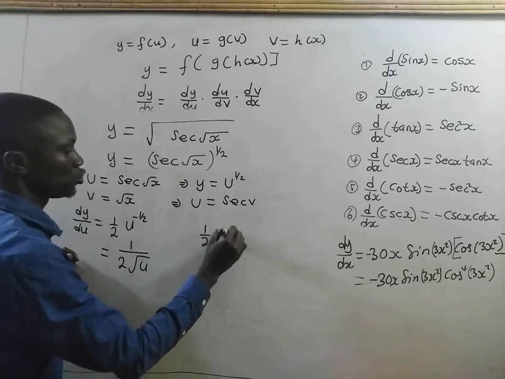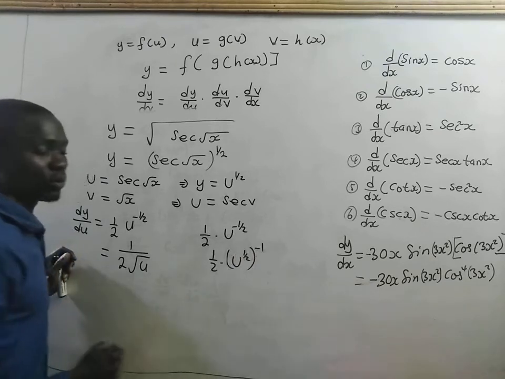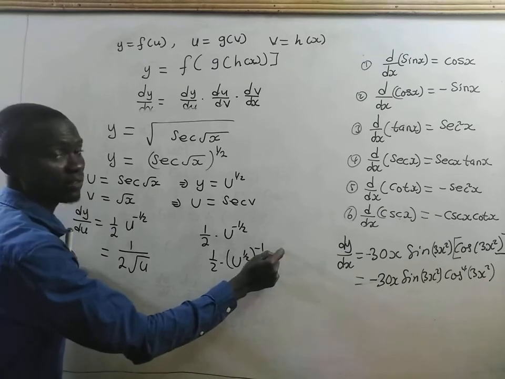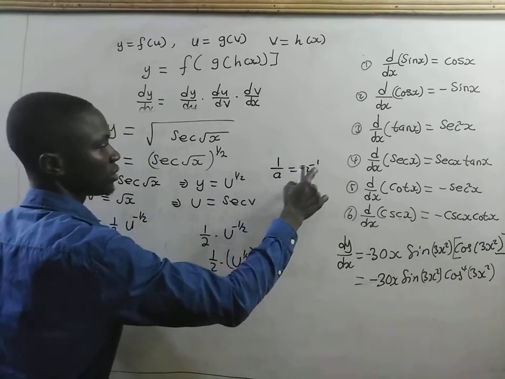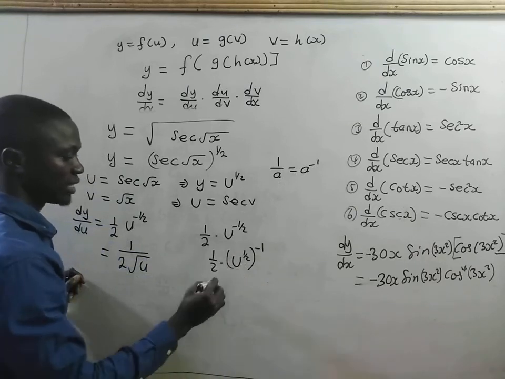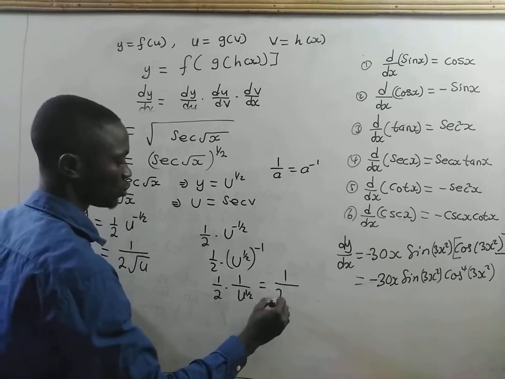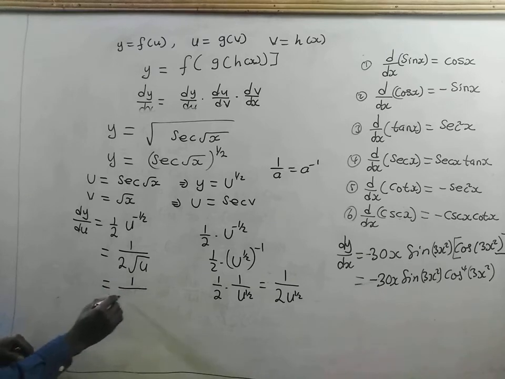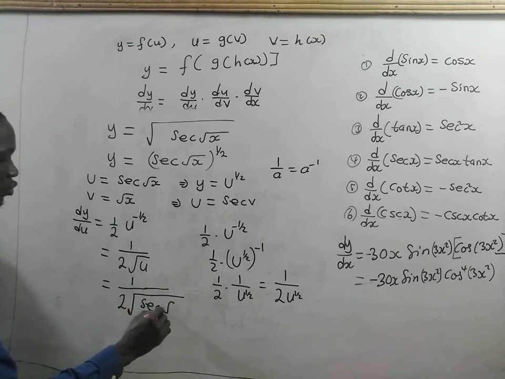1 on 2 times u to the power negative 1 on 2 is the same as 1 on 2 times u to the power positive half, to the power negative 1. That's the law of exponents. To raise a power to a power, we multiply the index or the exponent. So I factorize the negative out. Negative times this will come back here. So I have 1 divided by a is the same as a to the power negative 1. So here, my a is u to the power half. So this is the same as 1 on 2 times 1 divided by u to the power half. And this is the same as 1 divided by 2 times u to the power half. And to the power half is the same as square root. So we have this as 1 divided by 2 times square root of u. Where is the u? u is secant of square root of x. So we take secant of square root of x.